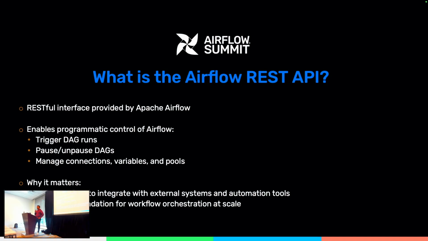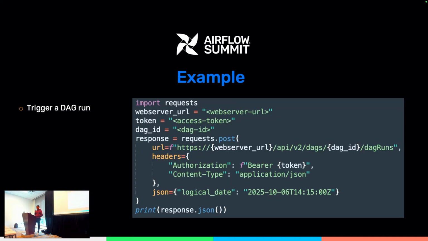Now, why does it matter? Because it's the APIs that allow Airflow to connect seamlessly to external systems. I see the REST API as a foundation for doing workflow orchestration at scale. Just a very simple example: how would an Airflow REST API call look in Python? Suppose you wanted to trigger a DAG. In the headers, under authorization, you would pass a token, and then specify the web server URL and the path which you want to hit.